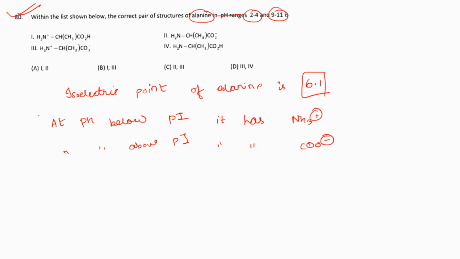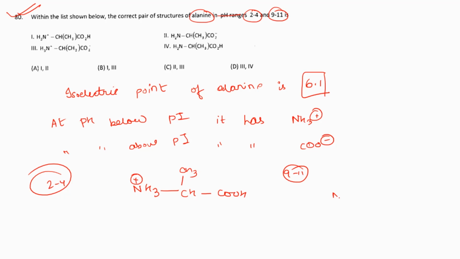So for option 1, that is for pH 2 to 4, when the medium is acidic, hydrogen from the acidic medium will react with the base to form NH3 plus. Your alanine will look like CH3 CH NH3 positive COOH. And for pH 9 to 11, your alanine will look like NH2 CH CH3 COO minus. Now I will repeat once again why this is happening, in case you don't get it.